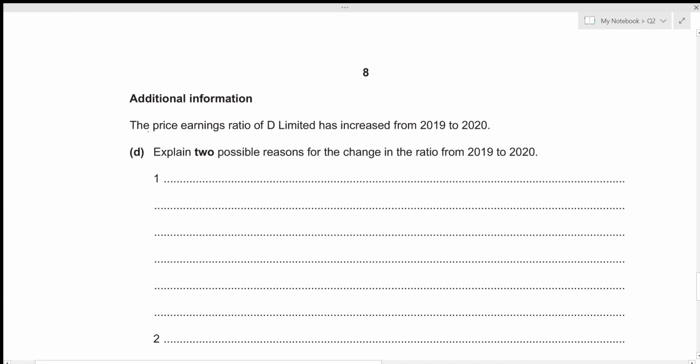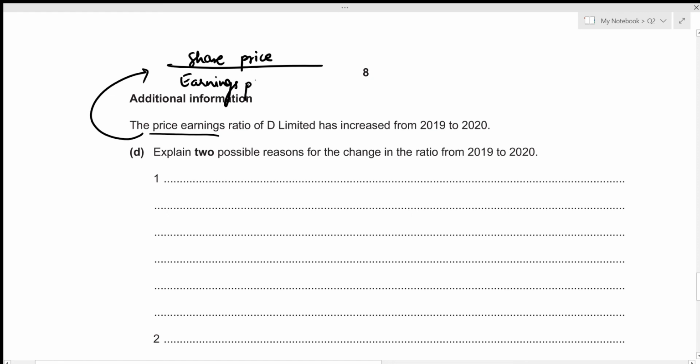The price earnings ratio of D Limited has increased from 2019 to 2020. So we know that the price earning ratio is just the share price or the market price of the share divided by our earnings per share. And for this ratio to increase, either the share price should increase or the earnings per share should decrease, because this is the general rule of maths. Whenever we're talking about a fraction number, in order for this entire fraction to increase, the numerator term should increase and the denominator term should decrease.